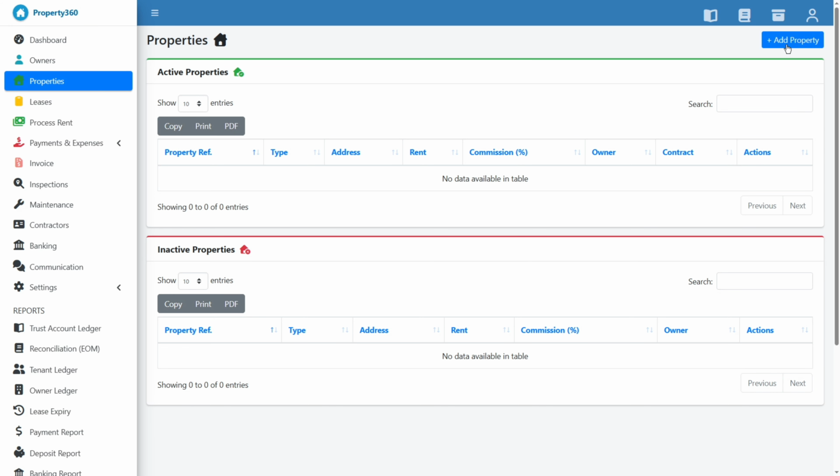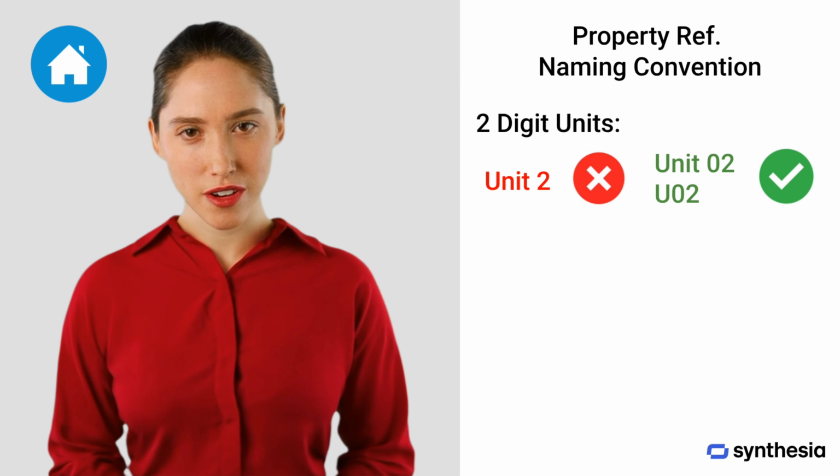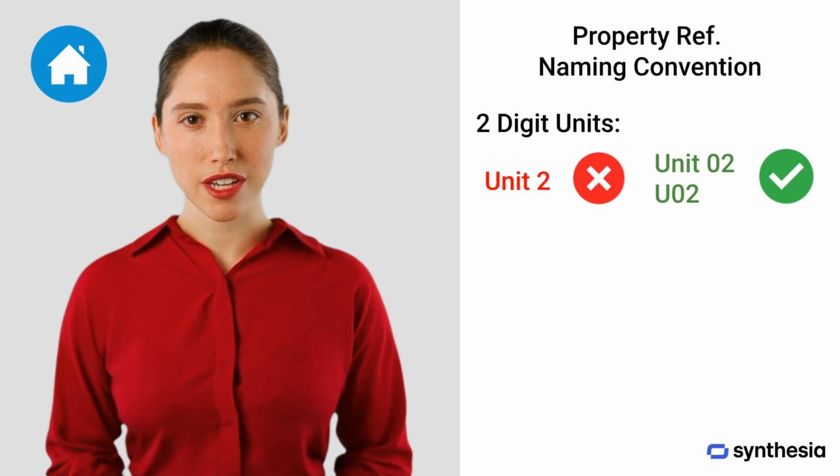To add a new property, click the Add Property button. When entering a property reference, try to be consistent and use a good naming convention. Use padded zeros to keep your list of properties ordered properly. If there are two-digit units inside your complex, instead of entering Unit 2, it is better to enter Unit 02 or U02. Without padding leading zeros, the system will sort alphabetically, meaning Unit 2 may appear near Unit 21 or Unit 22, which makes the list confusing.